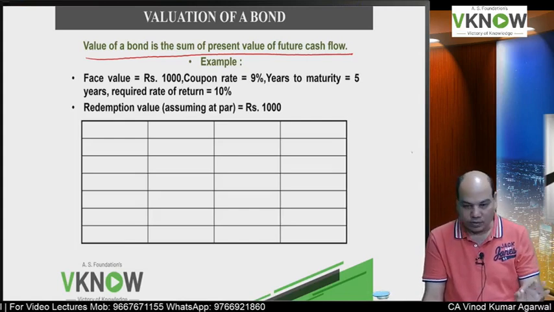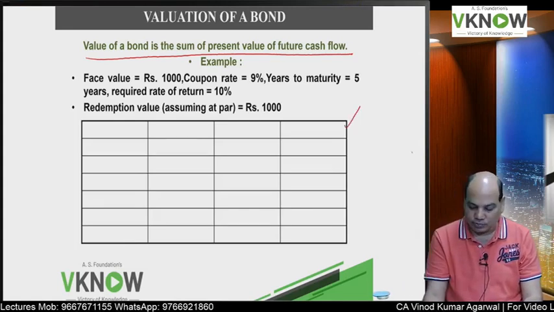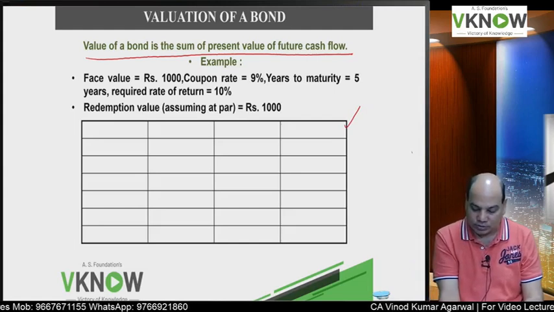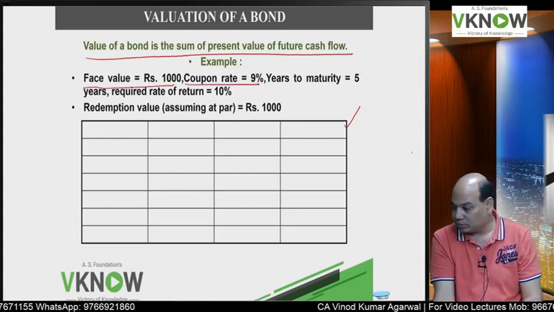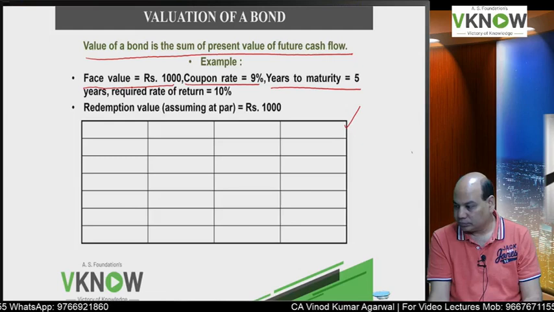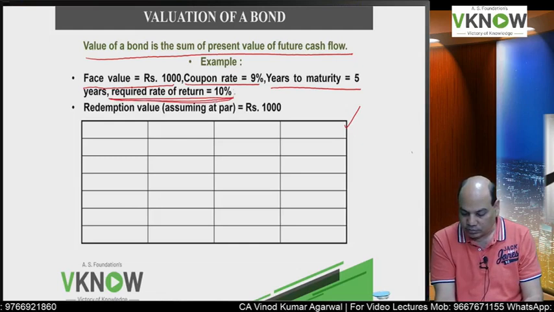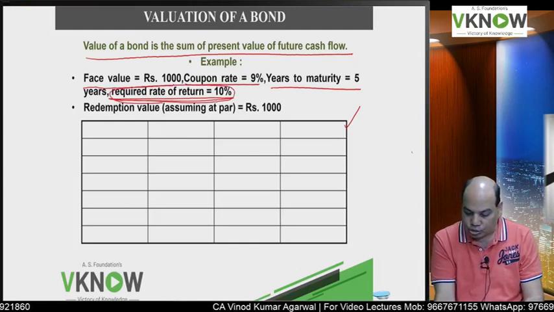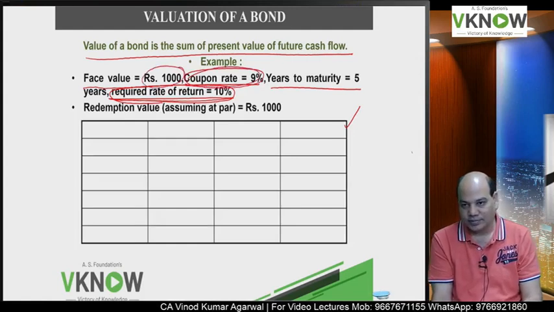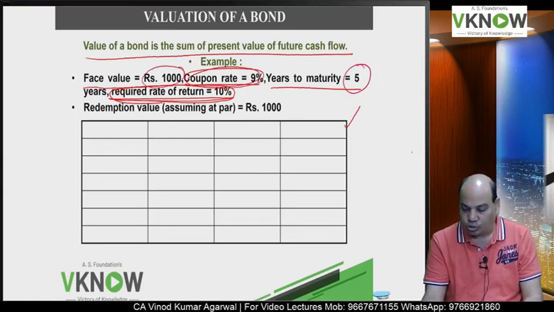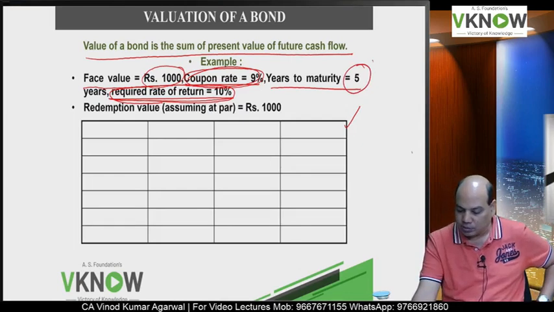Okay, so in your book I have given one example, and this last column is pending, so you will fill in the blanks. Question is, face value of the bond is 1000, coupon rate is 9%, years to maturity is 5 years, required rate of return, this is the discount rate, and coupon rate is the interest amount you will receive on 1000 rupees, and the bond is a coupon bond because it has a periodic coupon plus redemption on maturity. So what is the type of bond?